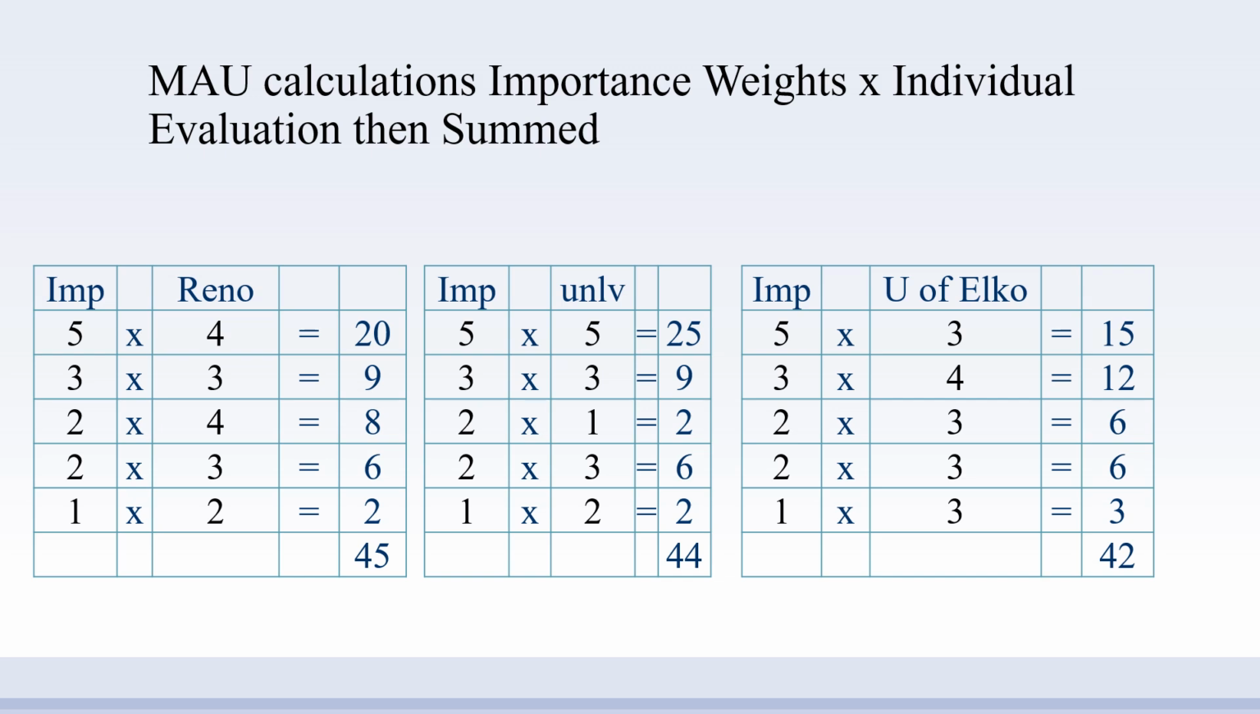The other way that we use this information is to go in and look at it more diagnostically. If you take a look at UNLV, it becomes obvious right away that the biggest weakness that UNLV has is on placement scores, where UNLV scored a 1 and Reno scored a 4 and the University of Elko scored a 3. So UNLV is a distant third on career placement.